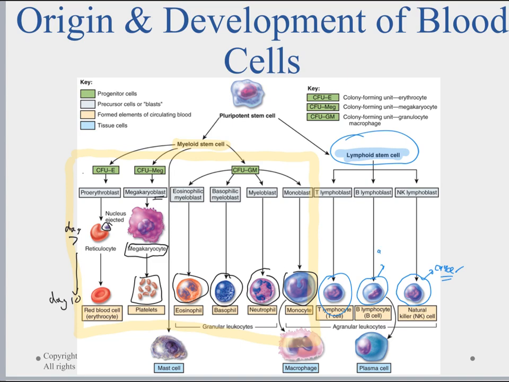Plasma B cells are antibody creating cells, so they create antibodies. And cytotoxic T cells are hunters. They are antigen specific hunter cells, so they hunt a specific antigen presented on an infected cell.